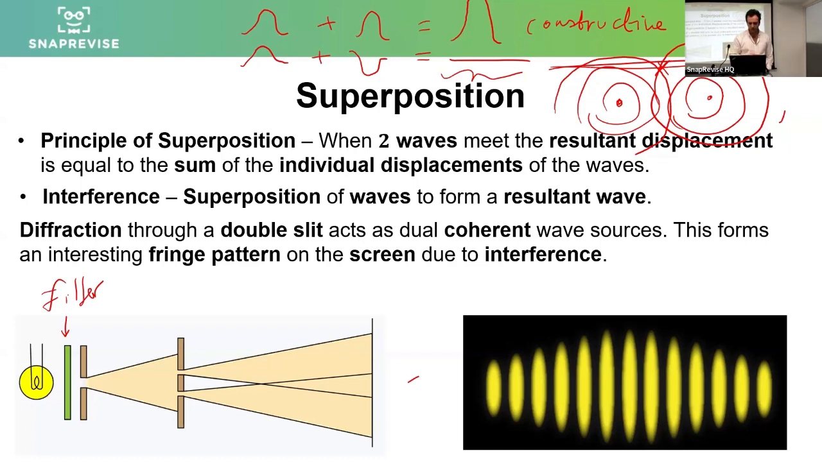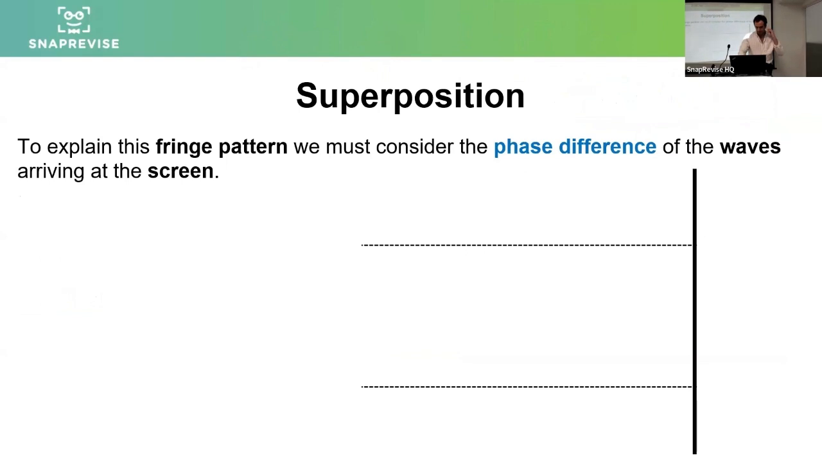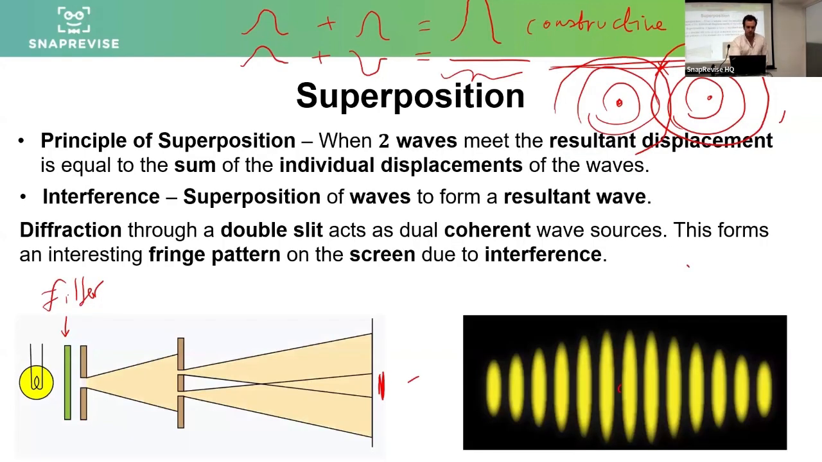Think about the two slits then. They're both narrow enough that diffraction occurs. And there's this fascinating region of crossover. And it's there that we see this interference pattern. To explain this fringe pattern, we've got to consider phase difference. Sorry, just to further explain what's going on. So that's my screen, and those are my double slits.